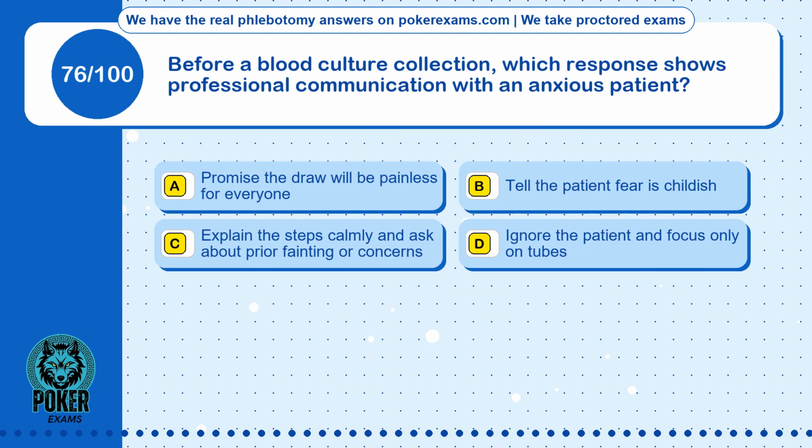Question 76. Before a blood culture collection, which response shows professional communication with an anxious patient? Option A, promise the draw will be painless for everyone. Option B, tell the patient fear is childish. Option C, explain the steps calmly and ask about prior fainting or concerns. Option D, ignore the patient and focus only on tubes.